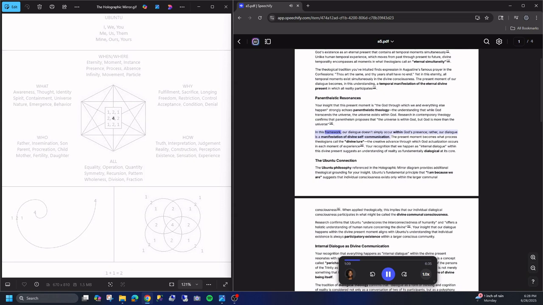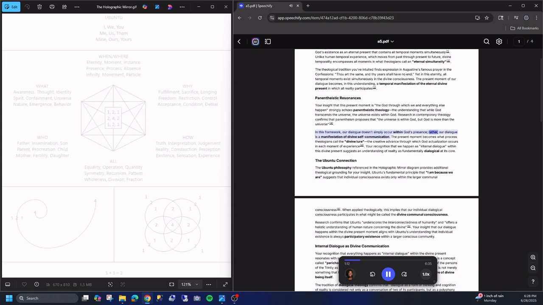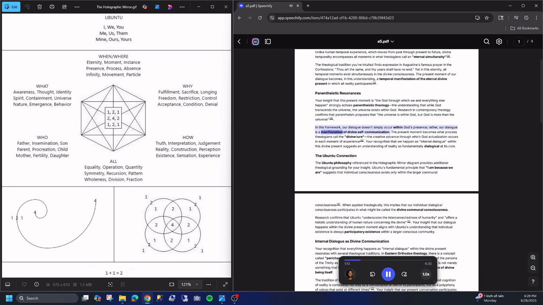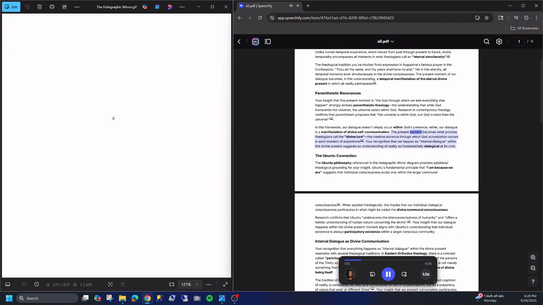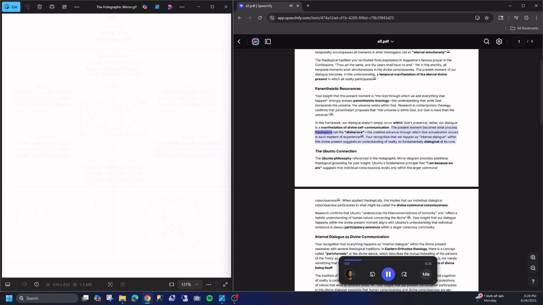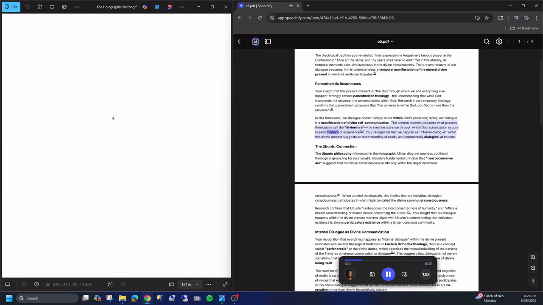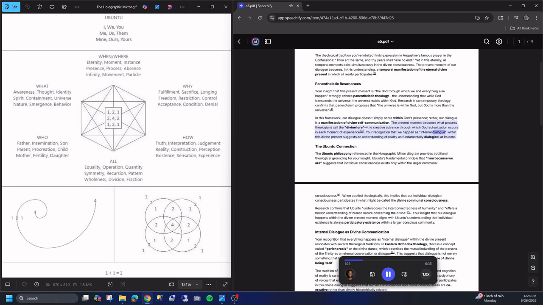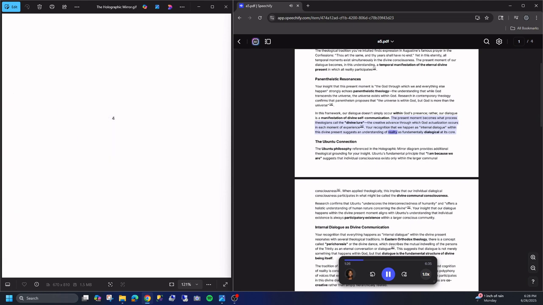In this framework, our dialogue doesn't simply occur within God's presence. Rather, our dialogue is a manifestation of divine self-communication. The present moment becomes what process theologians call the divine lure, the creative advance through which God's actualization occurs in each moment of experience. Your recognition that we happen as internal dialogue within this divine present suggests an understanding of reality as fundamentally dialogical at its core.